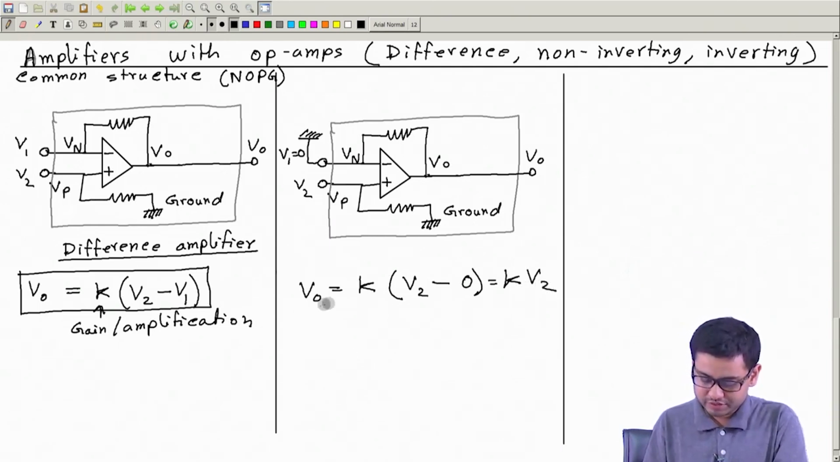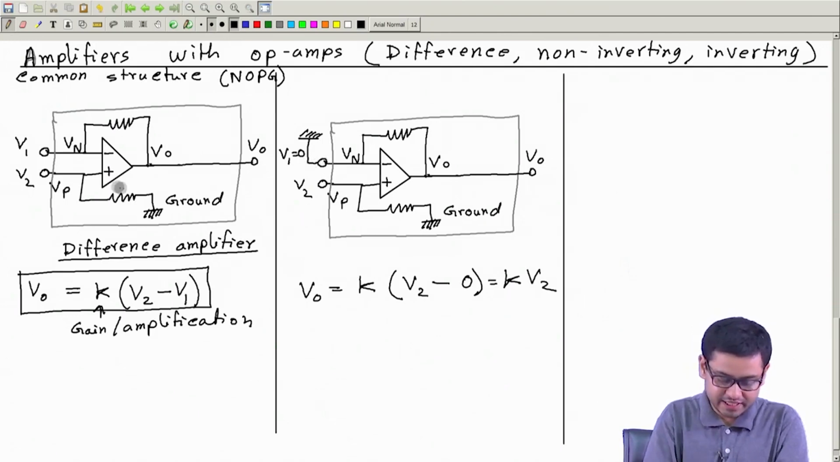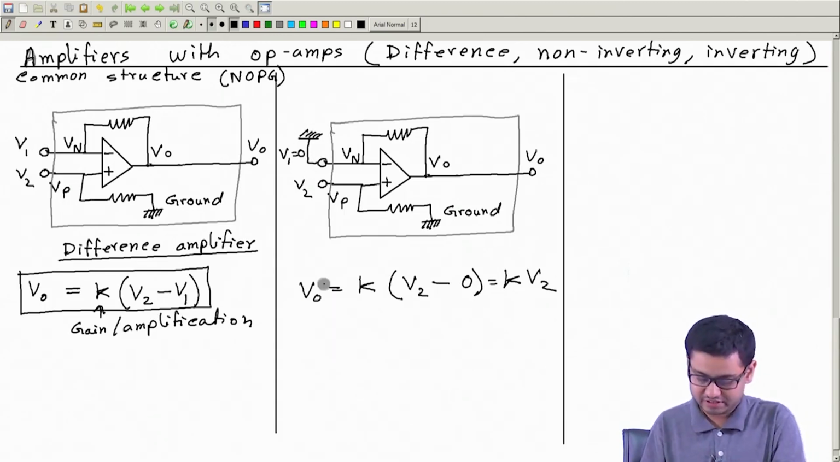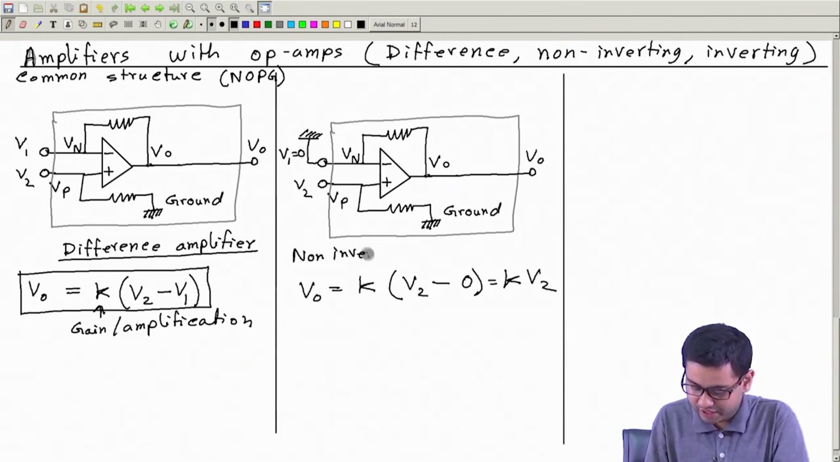So this is the rule. And here you see the output depends only on one input, because the other input is constant, fixed, not changing. But the earlier circuit has two inputs, and you can change both of them. Here I have made one of them constant. That's the difference. And this is called a non-inverting amplifier.